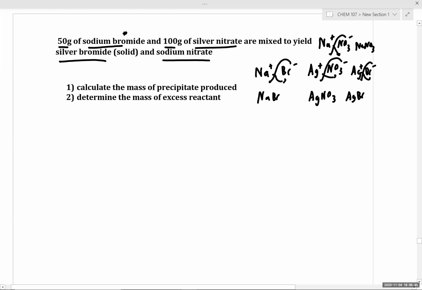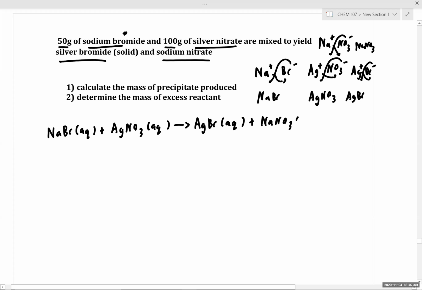Okay, so now that we have all of our formulas written out, we can write out our preliminary unbalanced chemical equation. So it's always important that you first get your formulas completely written out before you try to balance your equation. If your formulas aren't correct, then you'll be stuck when you try to balance the equation.